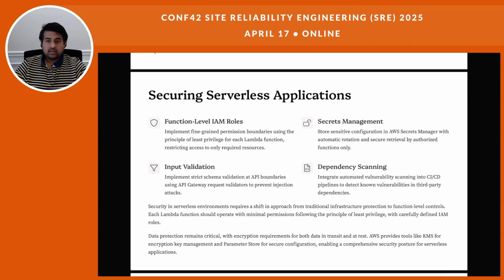Let's take a look at securing serverless applications. Security in serverless applications requires a shift in approach from traditional infrastructure protection to function-level controls.